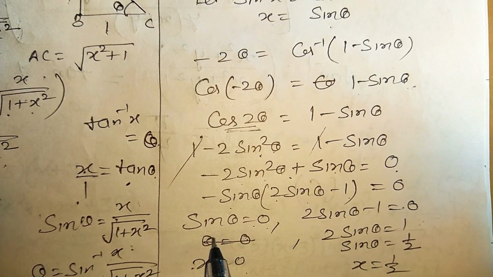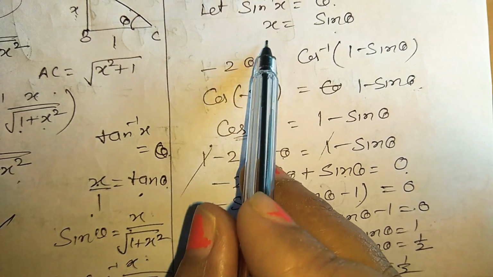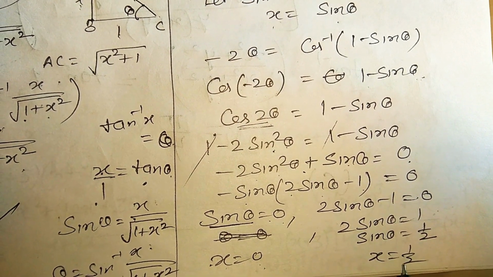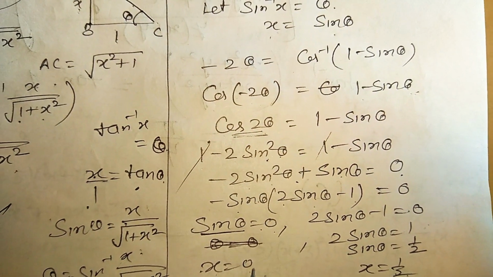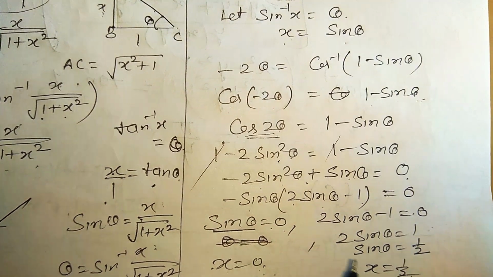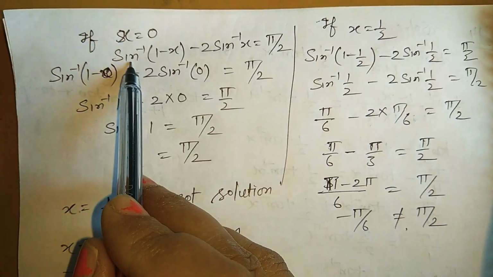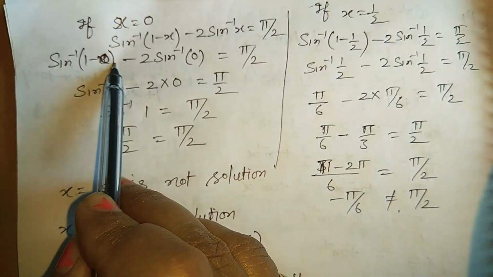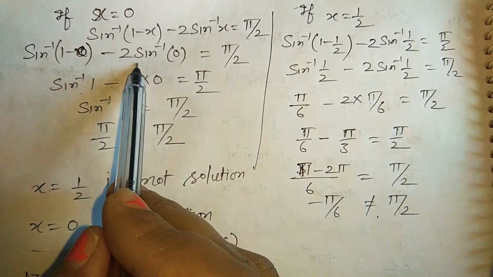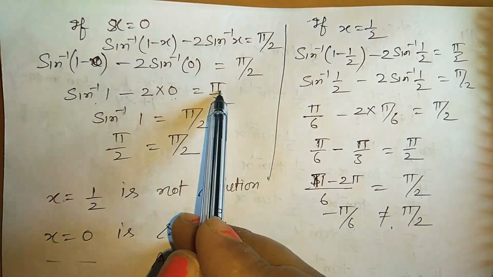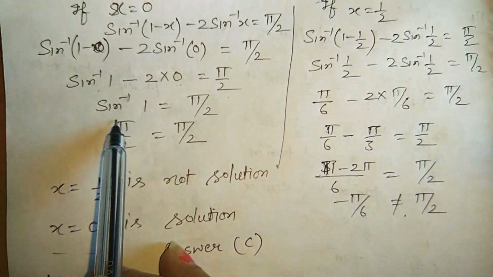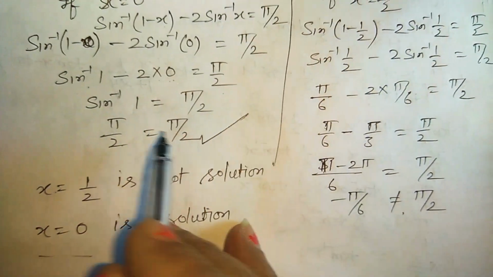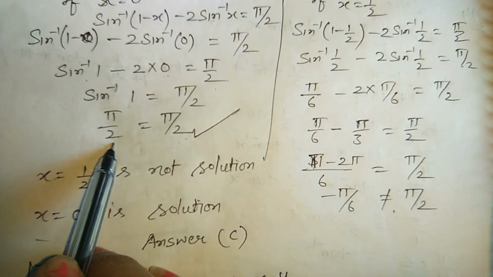That means if sin theta is equal to 0, and sin theta we have taken as x, so x is equal to 0, or x is equal to 1/2. We will check which value satisfies this. So we will put x is equal to 0 here, and then x is equal to 1/2. Firstly I am putting x is equal to 0 in the question. Sin inverse of (1 minus 0) minus 2 sin inverse 0 is equal to pi/2. So sin inverse 1 is pi/2. So it satisfies, because left hand side is equal to right hand side.